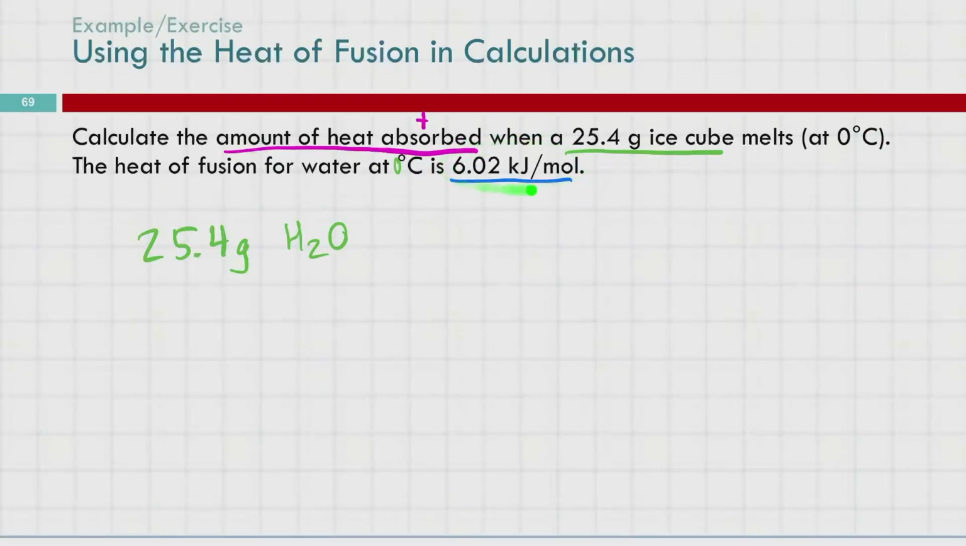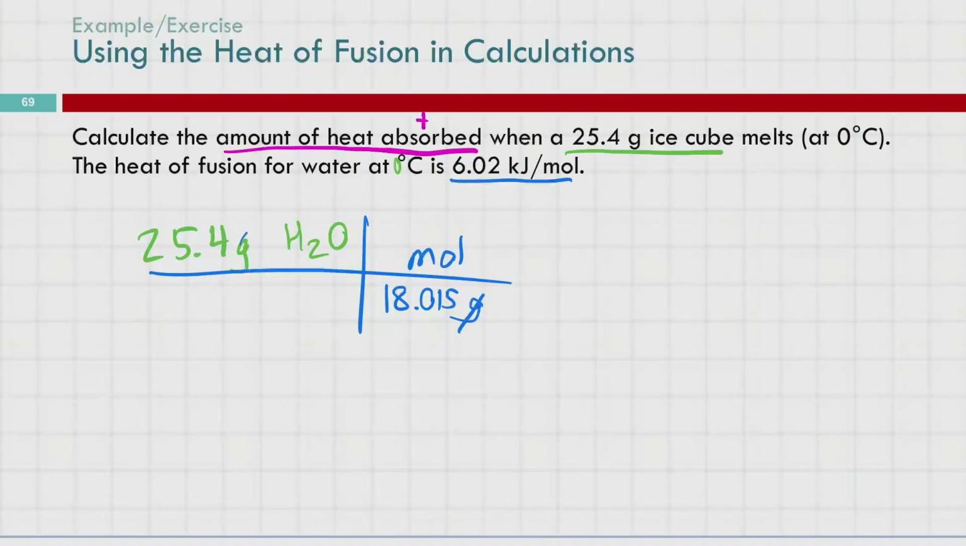So in order for us to be able to use this kilojoules per mole, we need to get it into moles first. That's what the moles part of it tells us. We've got grams. We can convert to moles. We just divide by 18.015 grams per mole, which is our molar mass for water: 2 hydrogens, 1 oxygen. And then we would multiply by 6.02 kilojoules per mole, and the moles would cancel out. Optionally, you could have the H2O in there if you really want to cancel out your H2O.